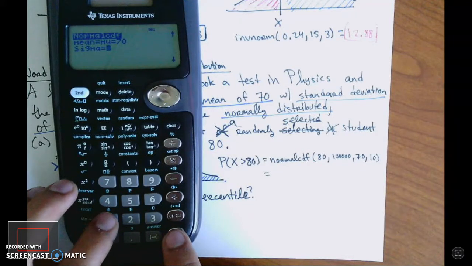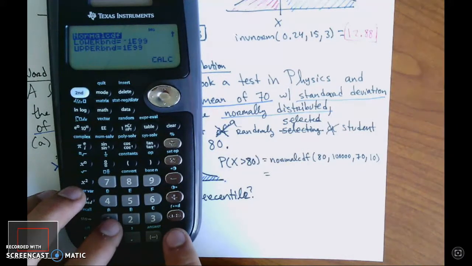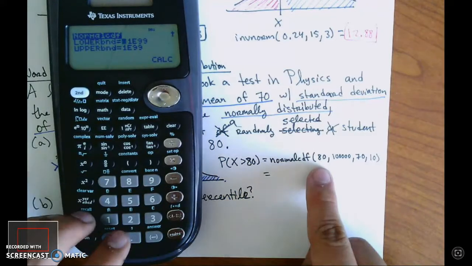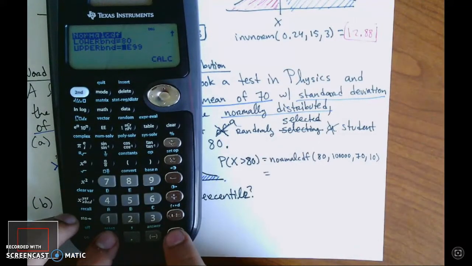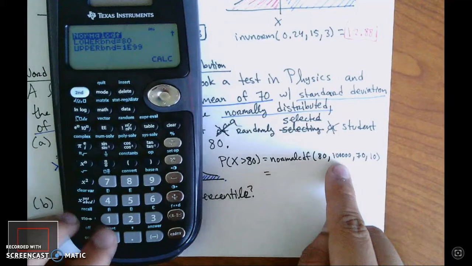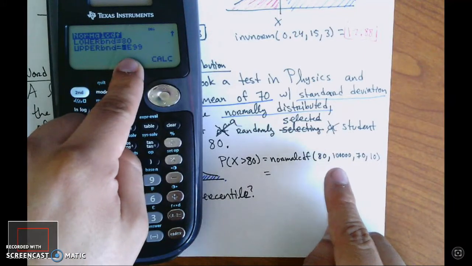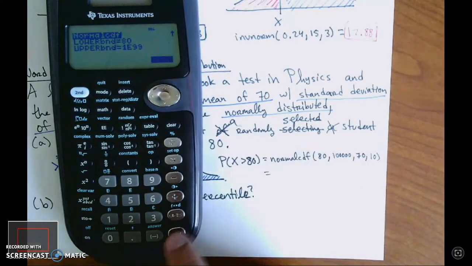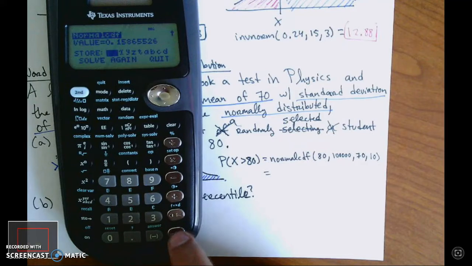Our standard deviation is now going to be equal to 10. The lower bound now is 80, right? That's our lower bound. And my upper bound is not going to be something really, really big. You can leave it like 1 times 10 to the 99 power, or you can leave it like that, okay? So calculate, and that's what we get.